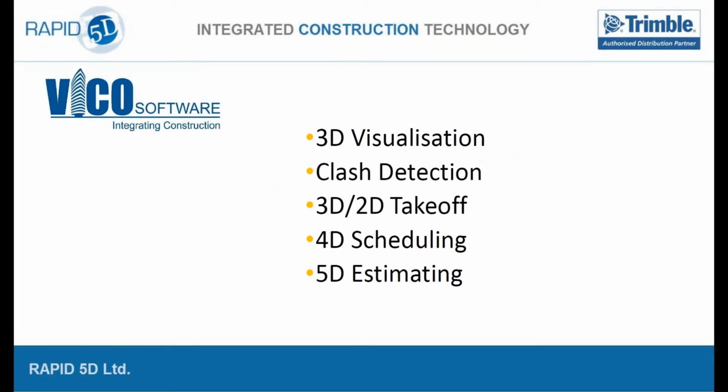And once again, as always, we'll be using Vico Office for this demonstration. So we've got 3D visualization, got a bit of clash detection, there's 3D and 2D takeoff, 4D scheduling, and 5D estimating. And the key thing about Vico is how we tie all of that stuff together into one consistent database.